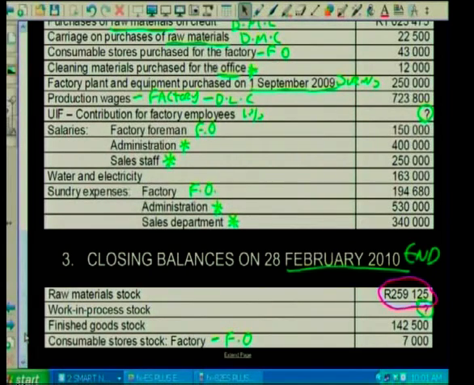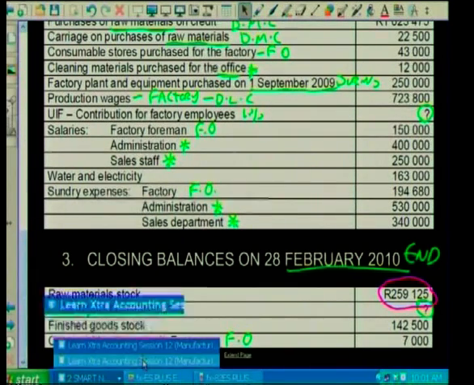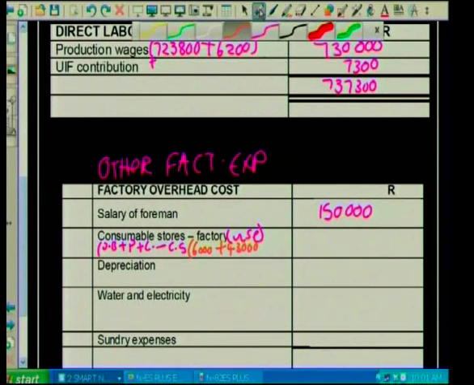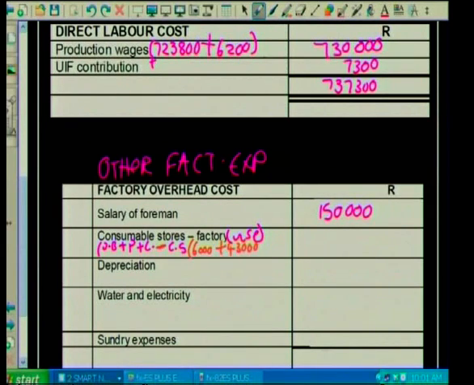Consumable stores stock, leftover stock, in other words, stock that was not used, 7,000. So let's take that through, an amount of 7,000. And remember, my closing stock I need to subtract, so minus 7,000.